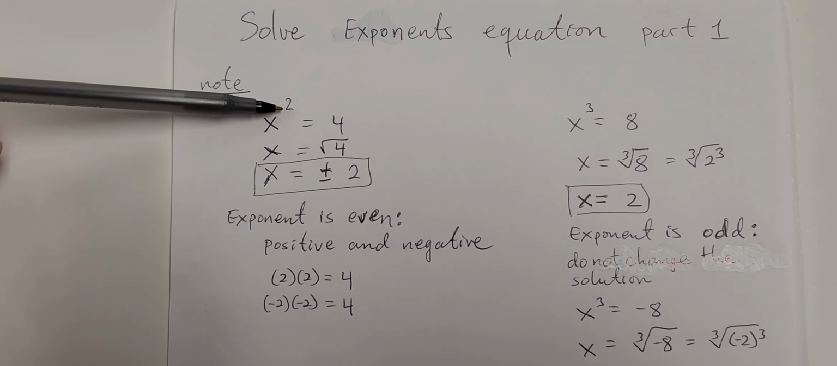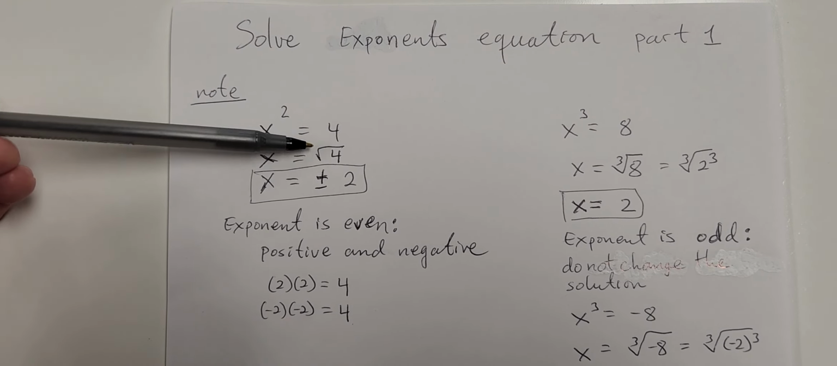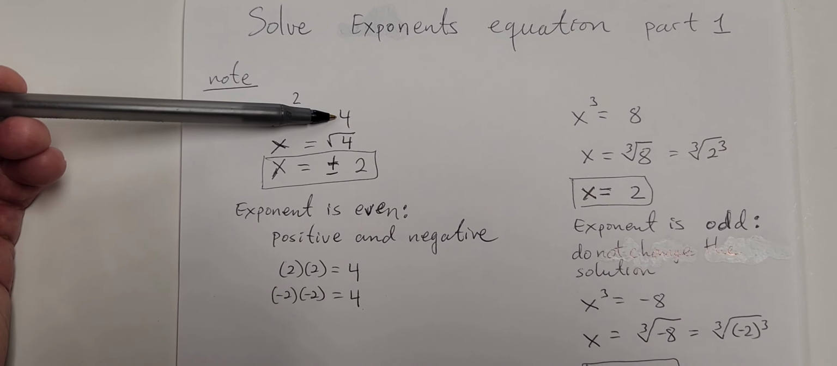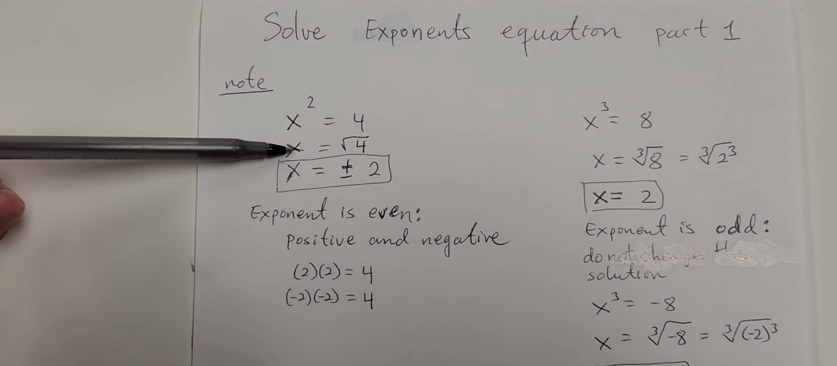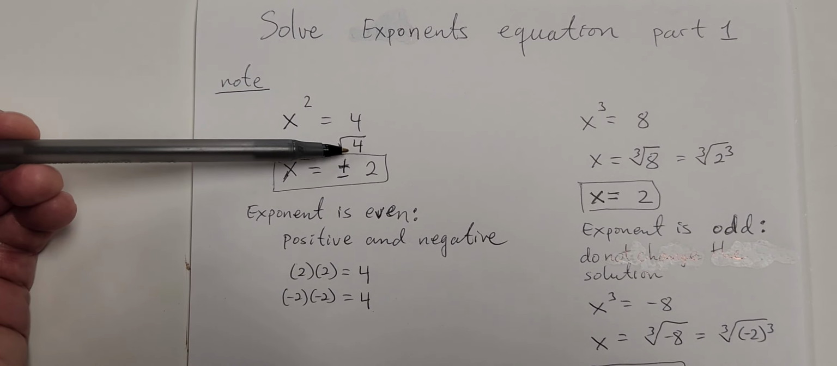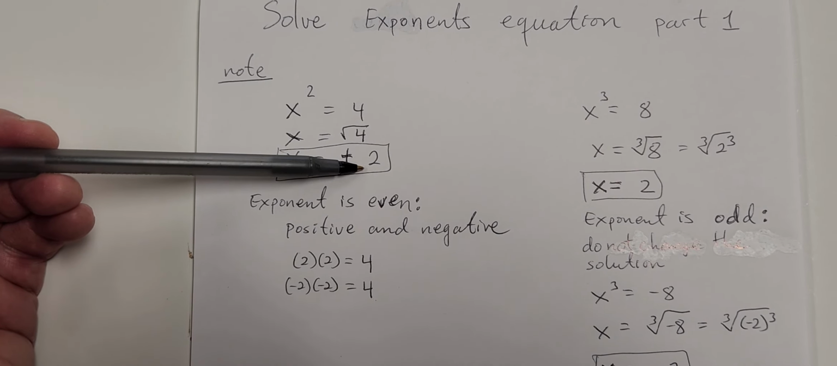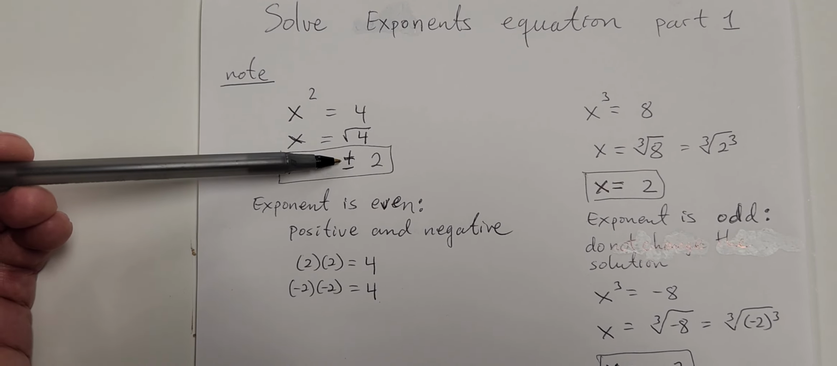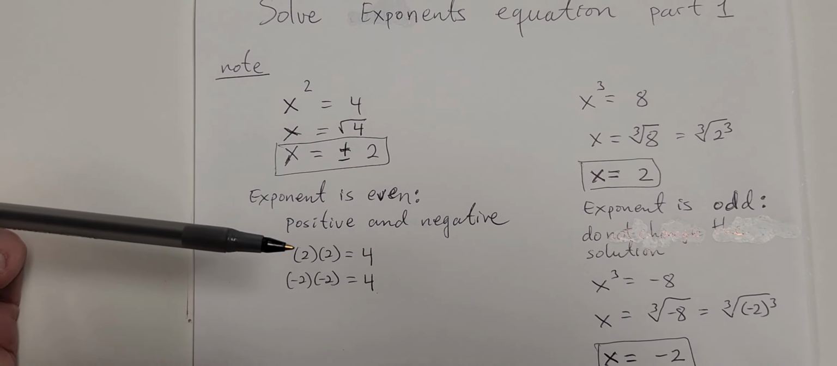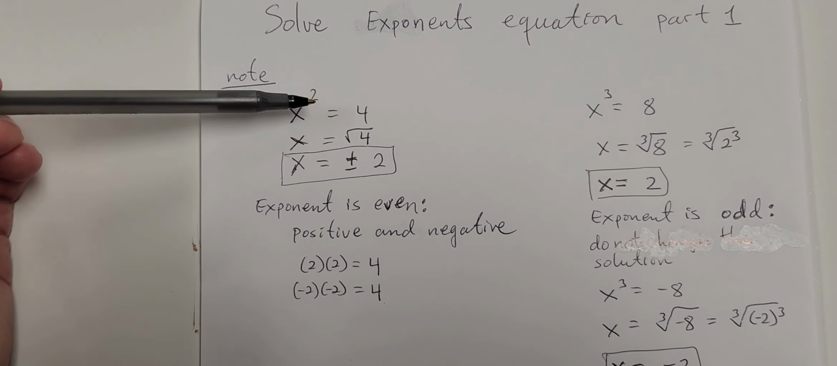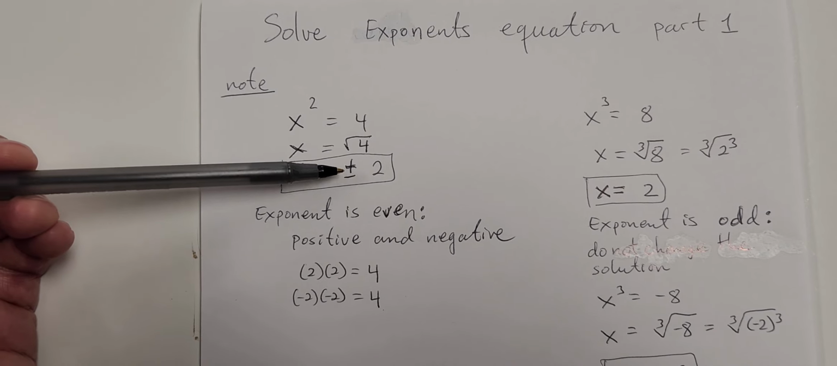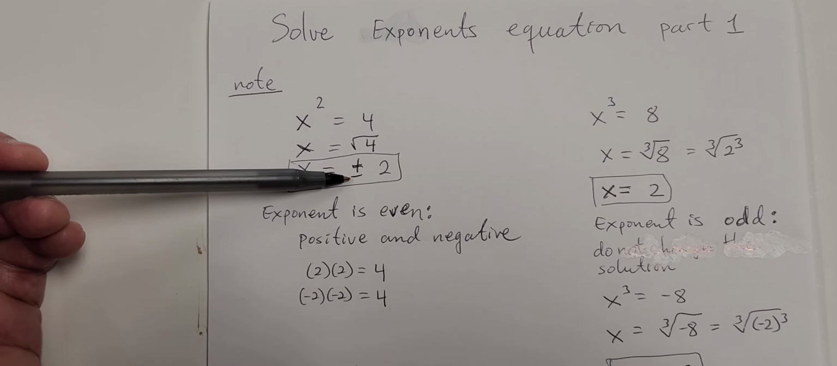So here's a square. To get rid of square, we have to square root. So square root this and also square root to the right side. So therefore I just have x. Square root 4 will give me this 2. Because this power is even, I must put plus and negative.